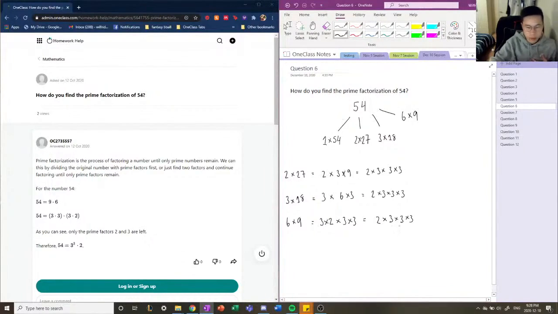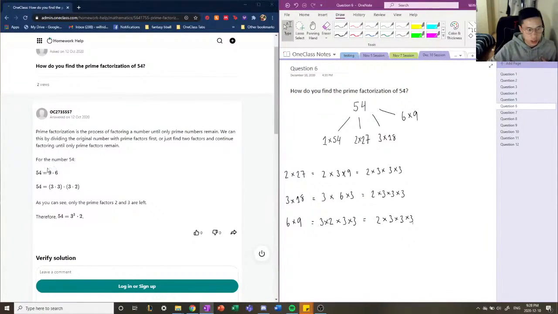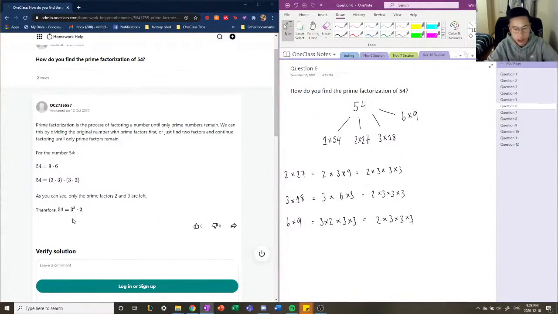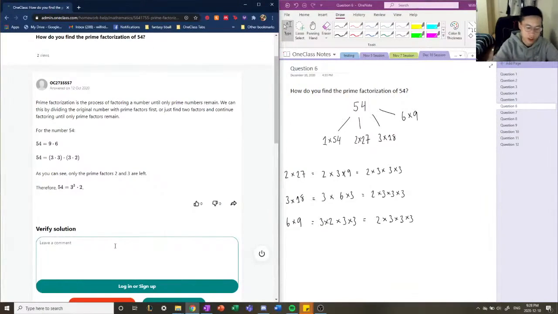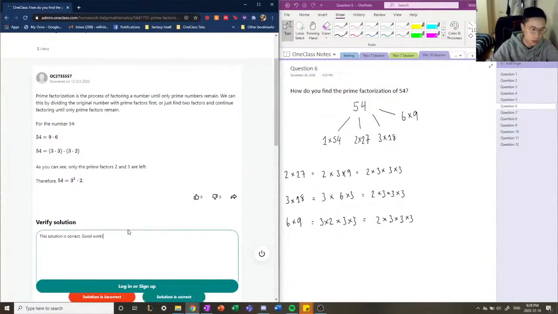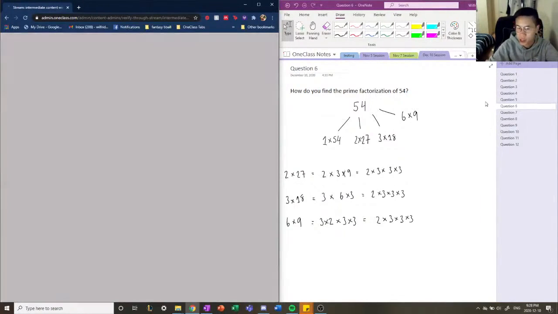Okay? So the junior tutor used the 6 and 9 pairing to find our prime factorization, and then they changed the form to be 3 cubed times 2, which is perfectly valid. So this solution is correct. Good work. All right, let's move on to question number 7.